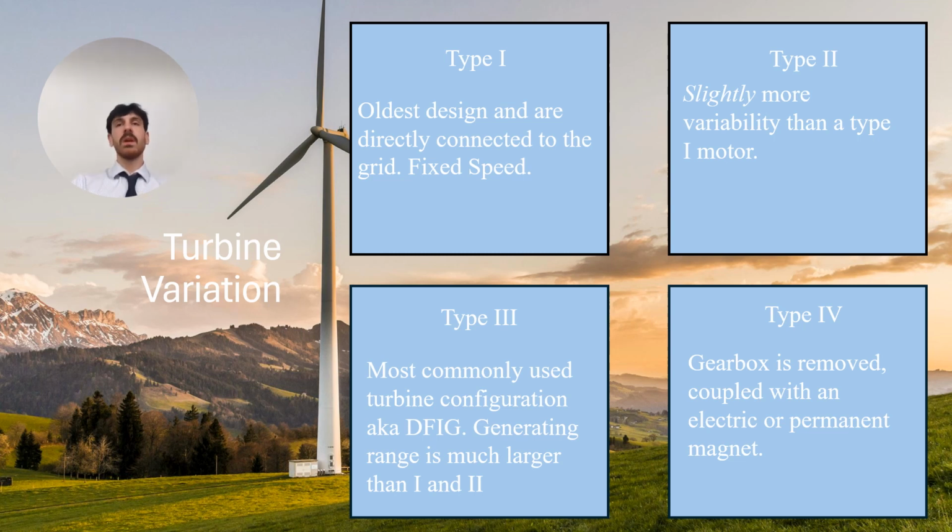Type 2 was developed later on, and it includes a little more variability, so its Pmax covers a wider range of wind speeds. Type 3 is the most commonly used turbine configuration. These are known as doubly fed induction generators. Its generating range is much larger than types 1 and 2 and includes a wide variety. It's very versatile, which is why it's the most commonly used. Type 4 generators are what we'll be referencing as we progress into the slides. Here, the gearbox is removed and it is coupled with an electric or permanent magnet.